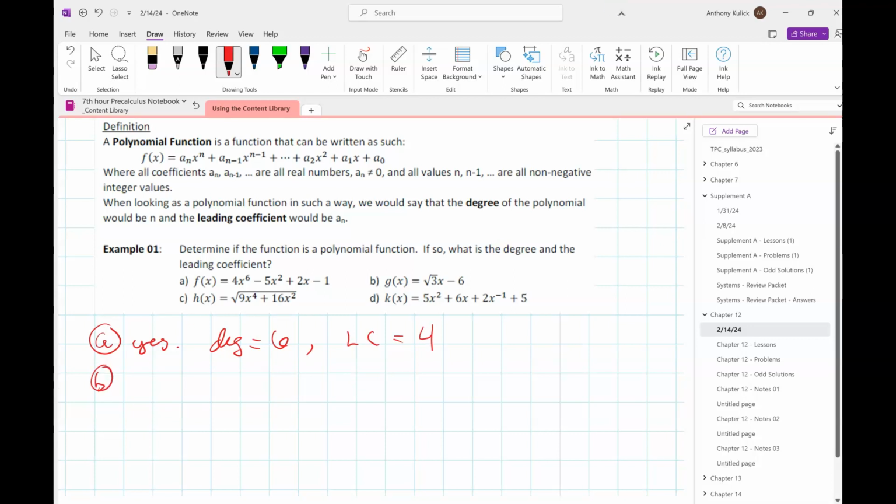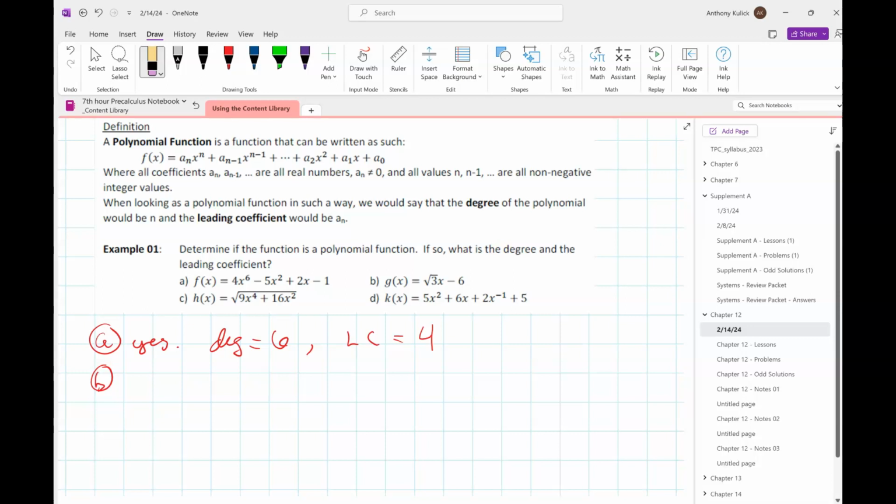Let's take a look at B. Is B g of x equals square root 3 times x minus 6? Is that a polynomial? What do we think? Yes or no? What are you saying? Like there's the square root. Well, the square root of 3 is just a real number, isn't it? Is the square root extending over the variable? No. Look at the picture.